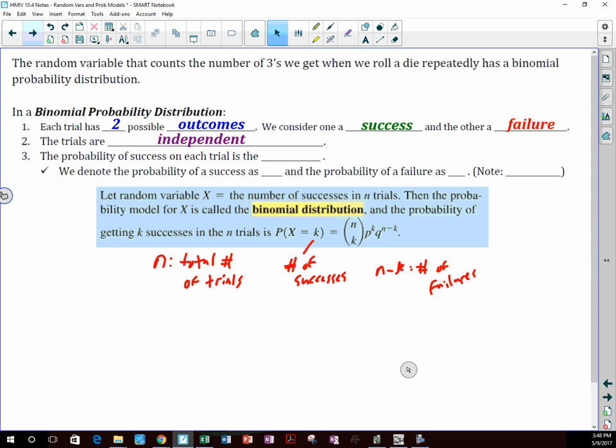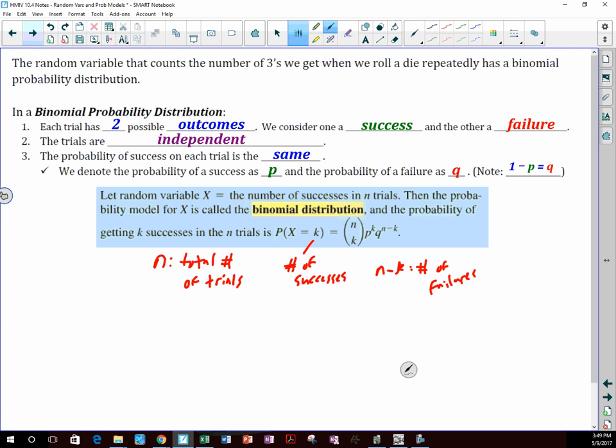For example, the problem that we just did, we were rolling a die. When you roll a die over and over again, those rolls are independent. The probability doesn't change. The die doesn't know what it just rolled. It doesn't care. The probability of success on each trial is the same. And we denote the probability of success as P and the probability of failure as Q. Note that 1 minus P is Q, or another way to say that is P plus Q would be 1, because they're complements. You either succeed or you fail, because we said you only have 2 outcomes.